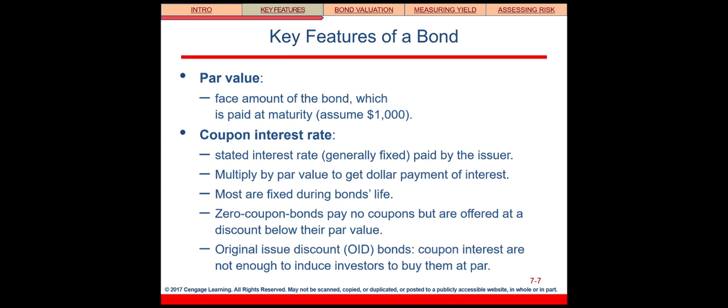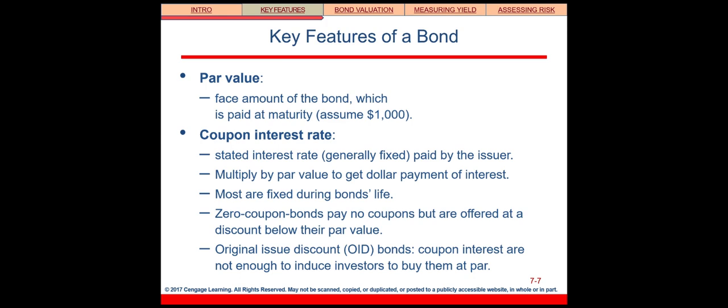So it's more or less just fixed until it matures. And zero coupon bonds pay no coupons but are offered at a discount below their par value. Yeah, so zero coupon bond, there are many bonds that do not really pay you interest, but you get the return not from the coupon, because it's a zero coupon bond, right? But you get the return from the price difference.